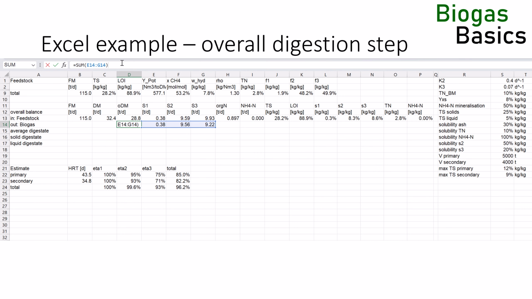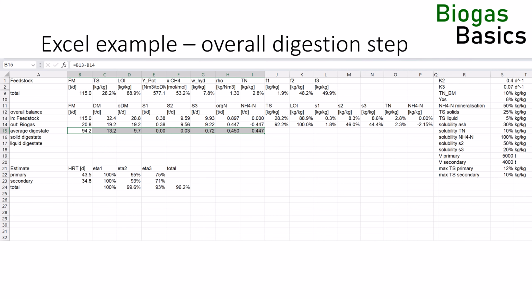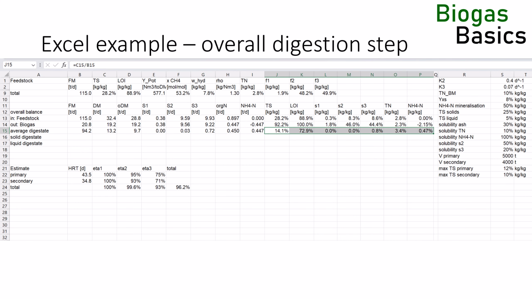The loss on ignition of biogas is defined as 100%. The dry matter flow is the same as the organic dry matter flow. The TS of biogas is defined as 1 minus hydrolysis water demand. We can calculate the biogas fresh matter stream by dividing the dry matter flow with the TS of biogas. We then quickly balance nitrogen, as in the examples before, and calculate the concentrations of all species. Then we balance the average digestate by subtracting biogas from the feedstock and calculate its properties.